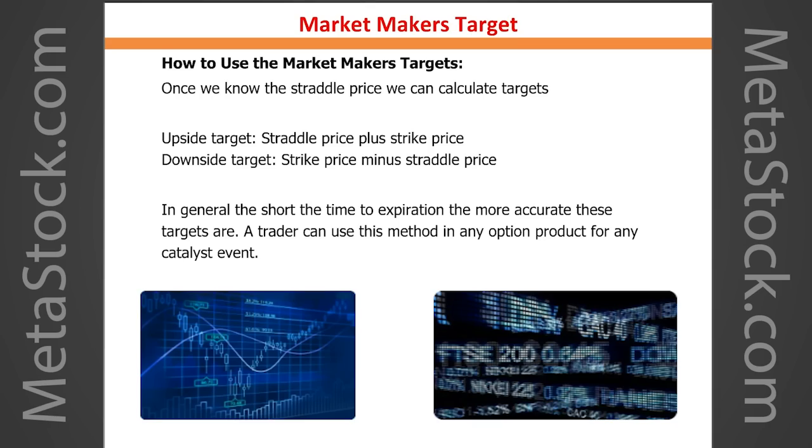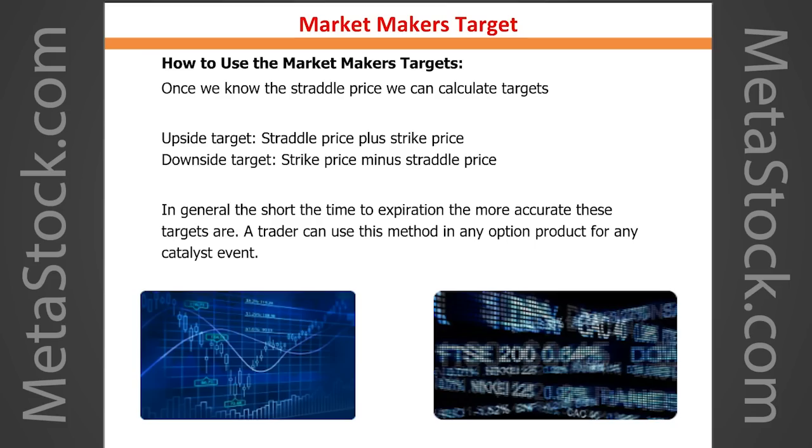So let's talk about the market maker target. We always have 2 quote-unquote measured move targets. We have an upside measured move target, and then we have a downside measured move target. Our upside measured move target is calculated by the straddle price plus strike price. And you guys can use this for any option market you trade. If you trade currency options, commodity options, or futures options, you can use this for anything you want. Look at that at the money straddle and figure out 2 price targets, and then you can place your trade accordingly by where you think the stock's going to go.